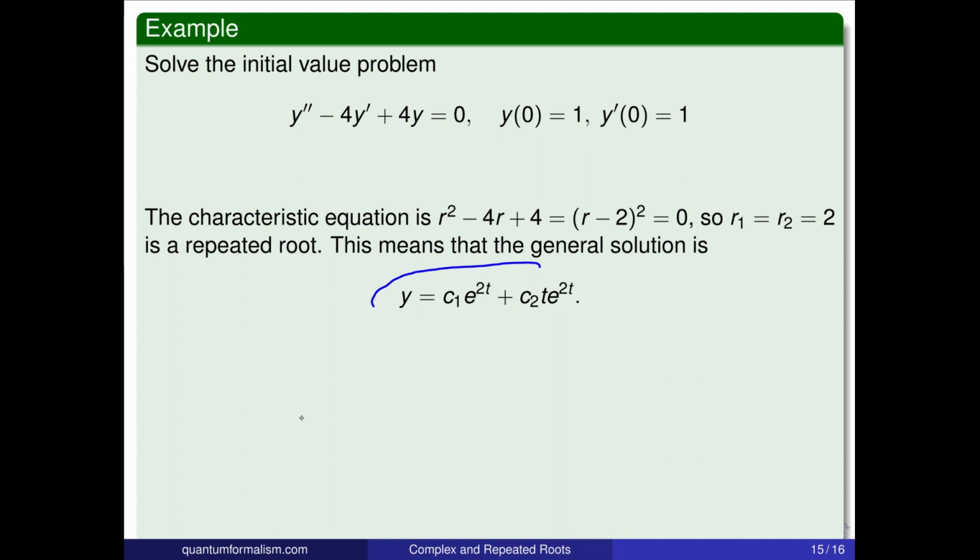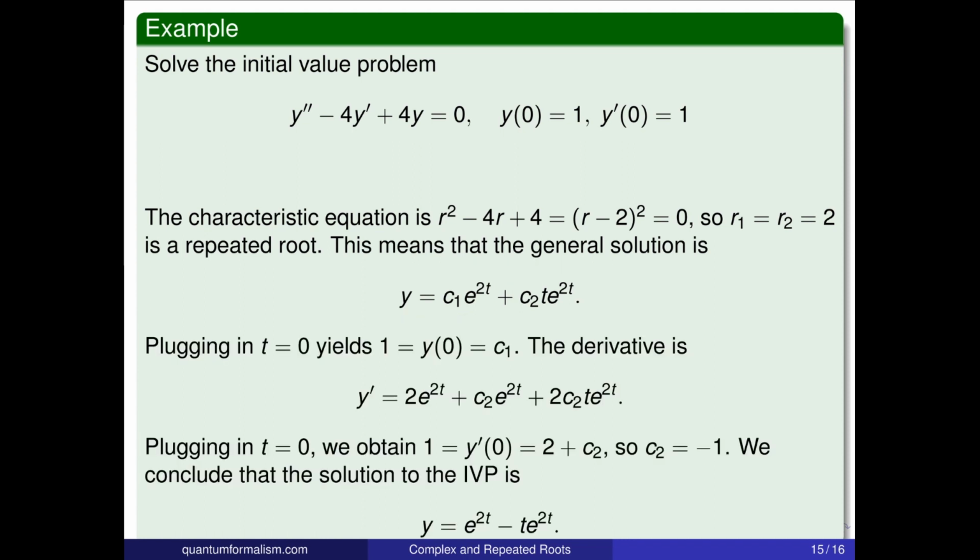So by all the work that we've done with this reduction of order method, we know that this is the general solution, c1 e to the 2t plus c2t e to the 2t. All right, and now to solve the initial value problem, we just plug in our initial conditions. Things are pretty nice again. If we just plug in t equals 0, this term will go away. And then e to the 0 is 1, so we know that c1 is y of 0, which we know should be 1.